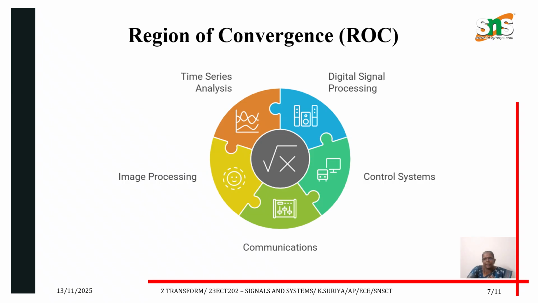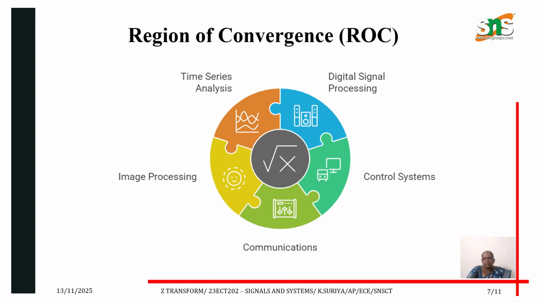Next, we will see applications of Z transform. The Z transform has numerous applications in various fields, including digital signal processing, control systems, communications, image processing, and time series analysis. In digital signal processing, it is used for designing digital filters with specific frequency responses, analyzing the stability and performance of discrete time systems, and performing convolution operations efficiently in the Z domain.